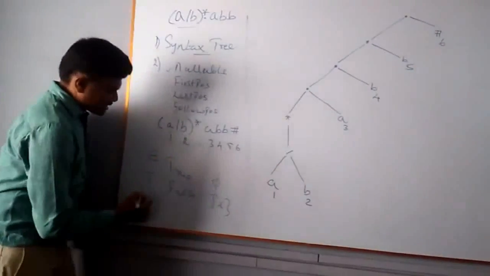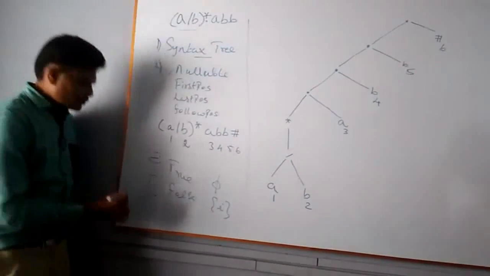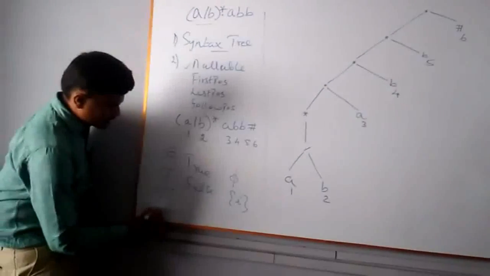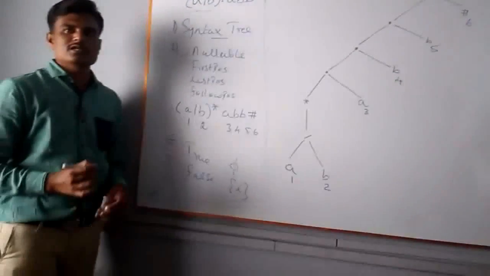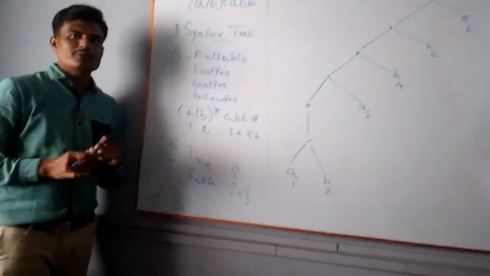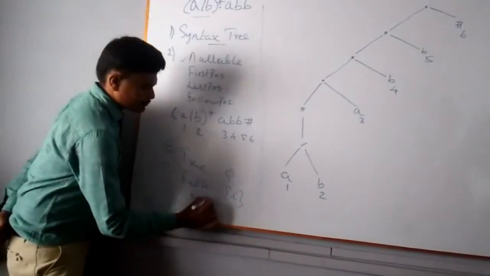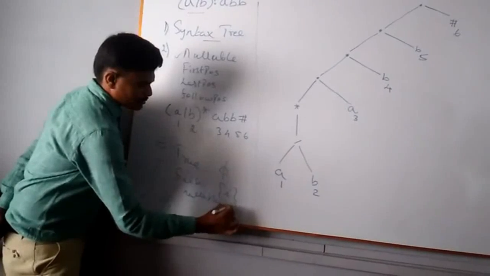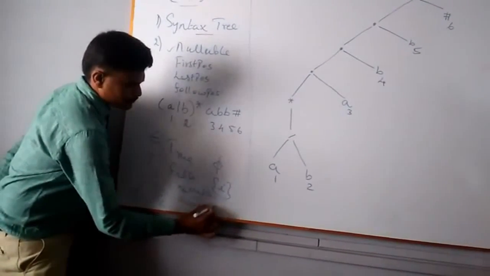Next we go to the OR operator. For OR, we have two nodes, C1 and C2. For the OR operator we have two children, and for finding the nullable value, nullable of C1 or nullable of C2.